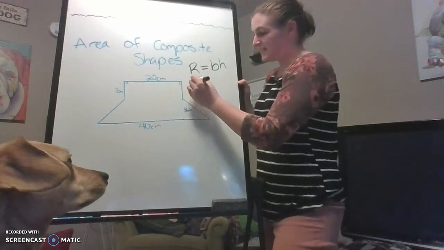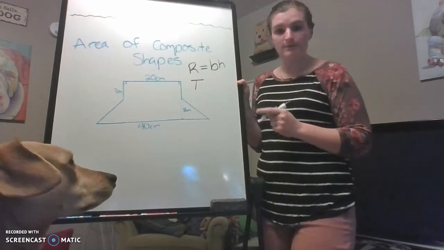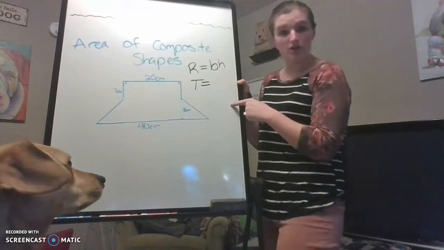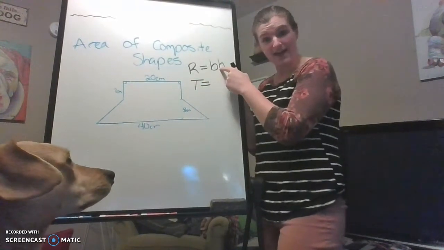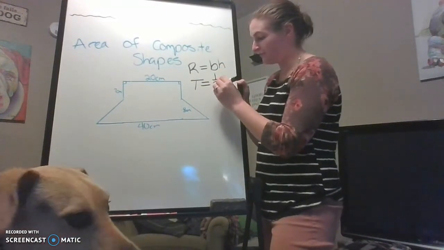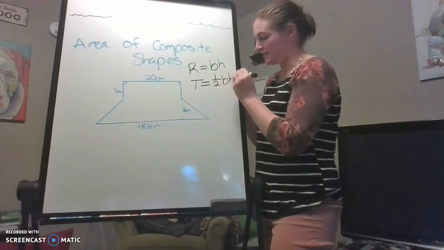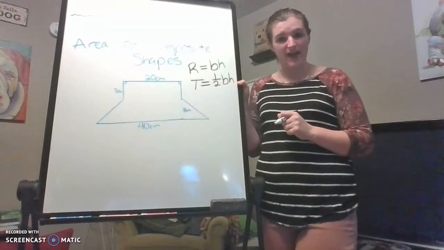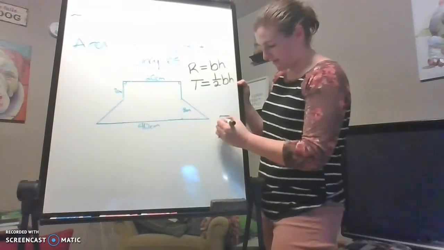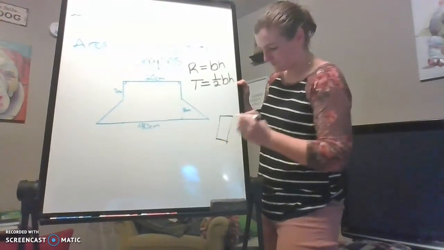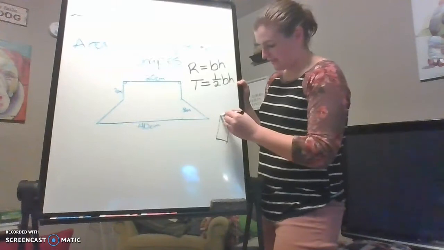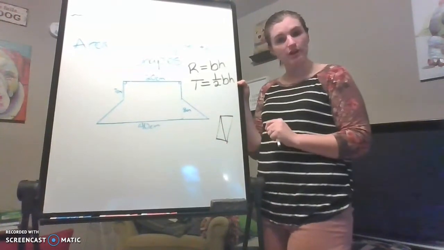Now I'm going to use T for triangle, and the area of the triangle is half that. So half the base times the height, half that. Because if I have a rectangle, okay, I can cut it in half and make a triangle.